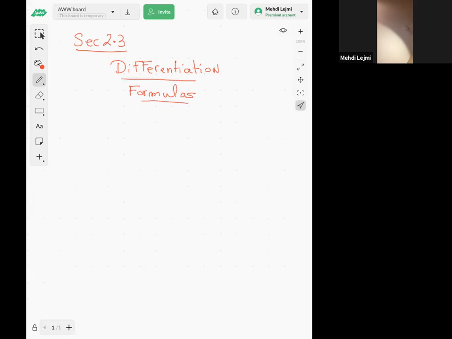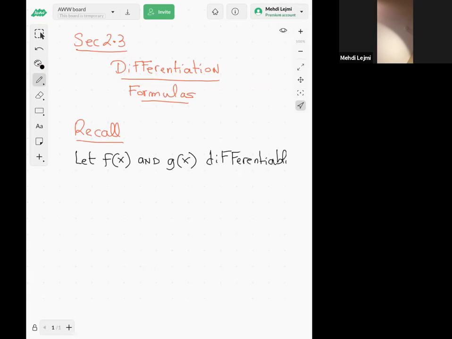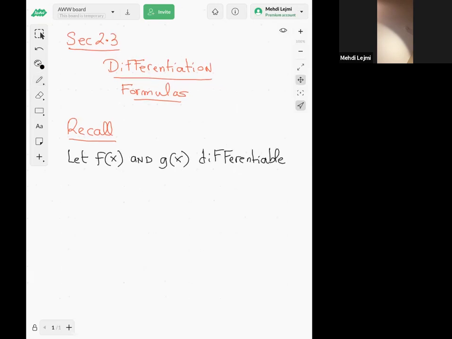So let me remind you, the last rule we had is the quotient rule. So we have two functions, f of x and g of x, two differentiable functions.